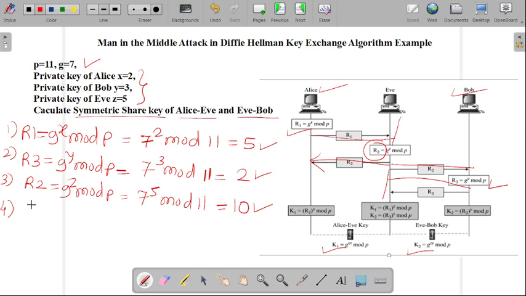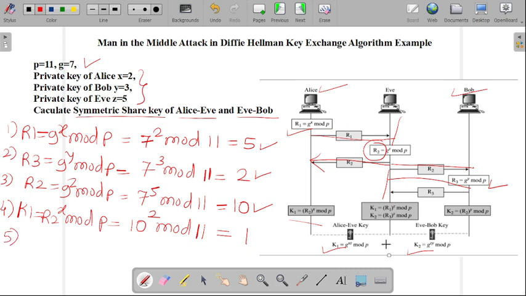So now in the fourth step, Alice will calculate the value of K1. K1 is equal to R2 raised to X mod P. So our value of R2 is 10, raised to X, which is 2, mod 11. After calculation, we get the value 1.